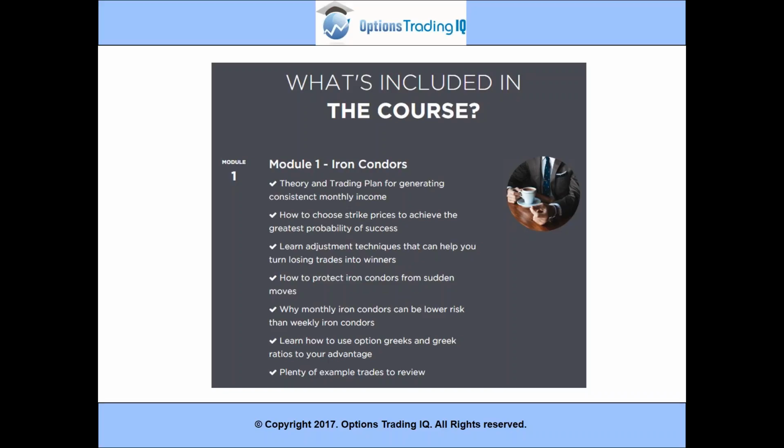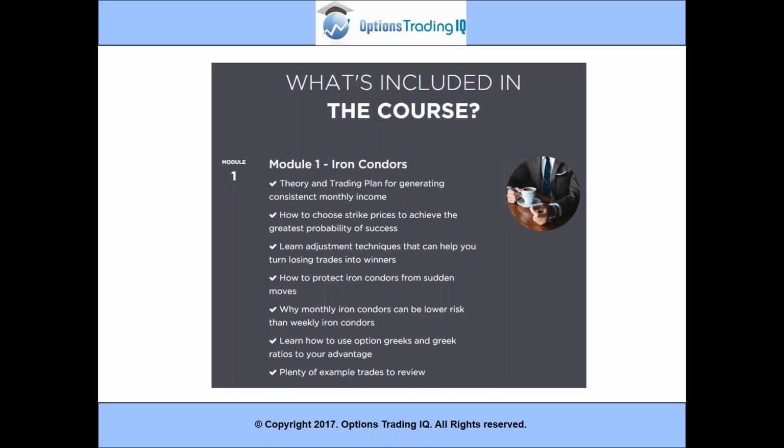We're going to analyze why monthly Iron Condors can be lower risk than weekly Iron Condors, and we'll do case studies. So we'll do case studies on monthly, weekly, and 60-day condors, things like that. Okay, and we'll follow along and we'll see what happens with them, and we'll talk about how to adjust them as we go along. And obviously learning how to use option Greeks and Greek ratios to your advantage.